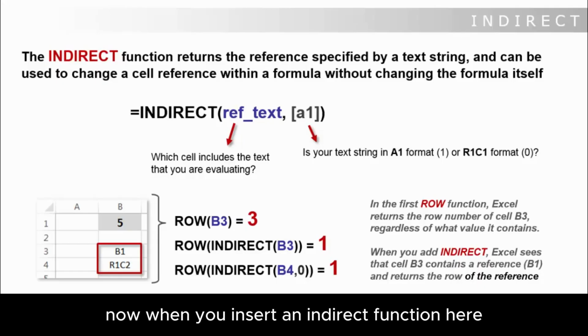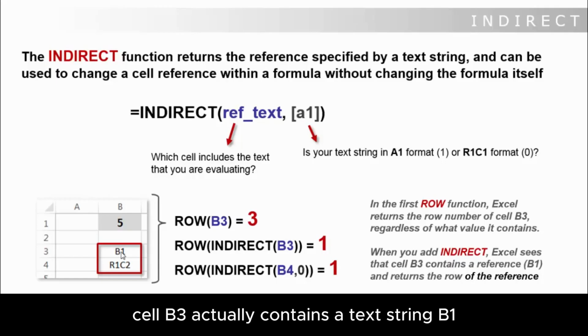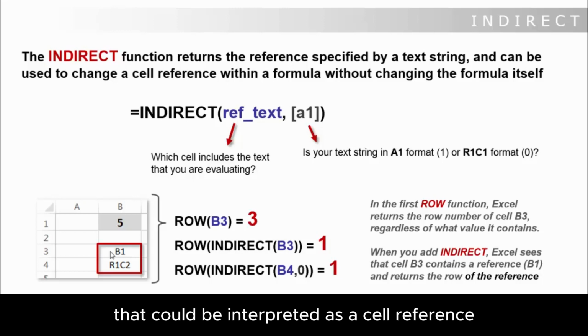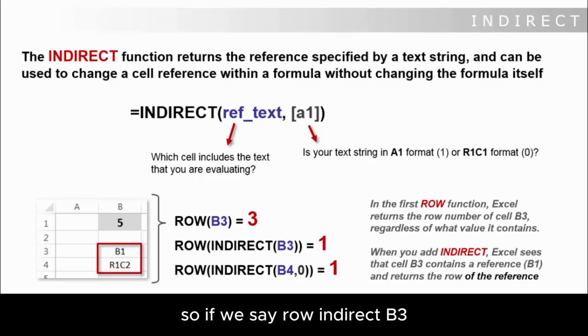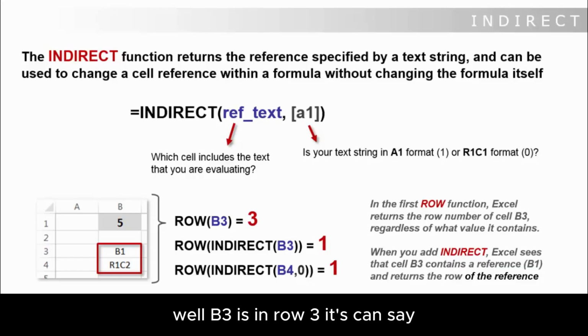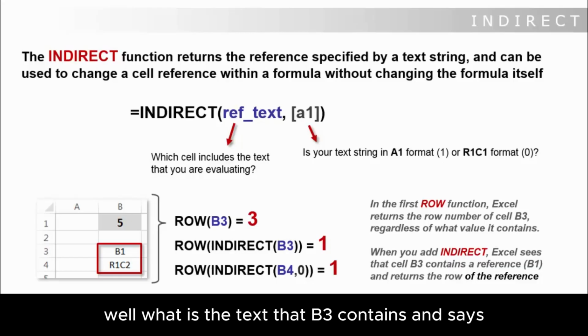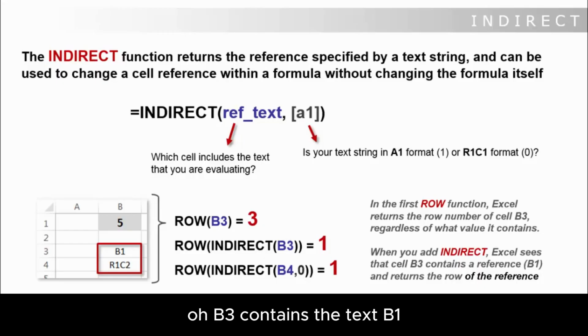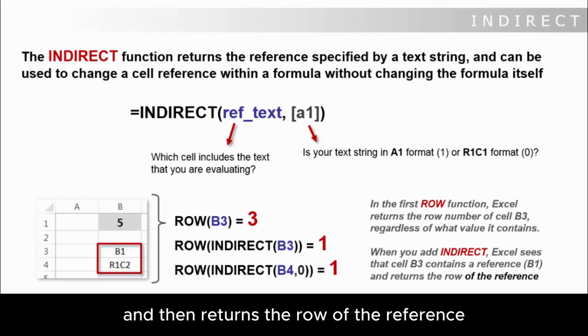Now when you insert an INDIRECT function here, as you can see, cell B3 actually contains a text string, B1, that could be interpreted as a cell reference. So if we say ROW(INDIRECT(B3)), now Excel is going to go to B3, but before it says, well, B3 is in row 3, it's going to say, well, what is the text that B3 contains? And it says, oh, B3 contains the text B1. So the INDIRECT function is telling me you actually want the row number of B1, which is 1. So INDIRECT allows Excel to see that cell B3 contains a reference and then returns the row of the reference, not the cell itself.